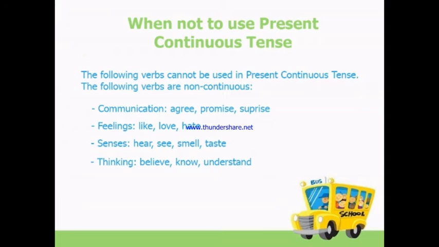For feelings like love, hate, you cannot add ing. They are not continuous verbs. For senses like hear, see, smell, taste, you also cannot add ing, and you cannot use them in present continuous tense. And for thinking, like believe, know, understand, for those verbs, it is forbidden and it's not right to use them in present continuous.